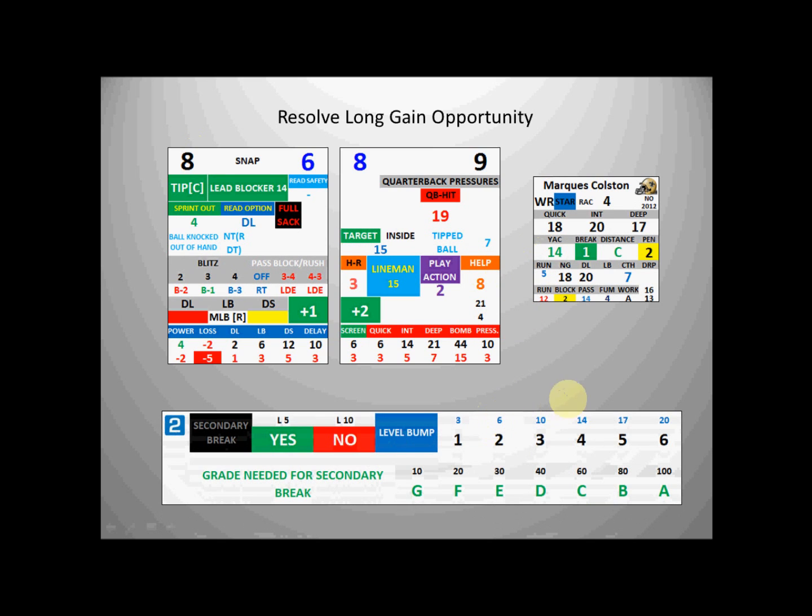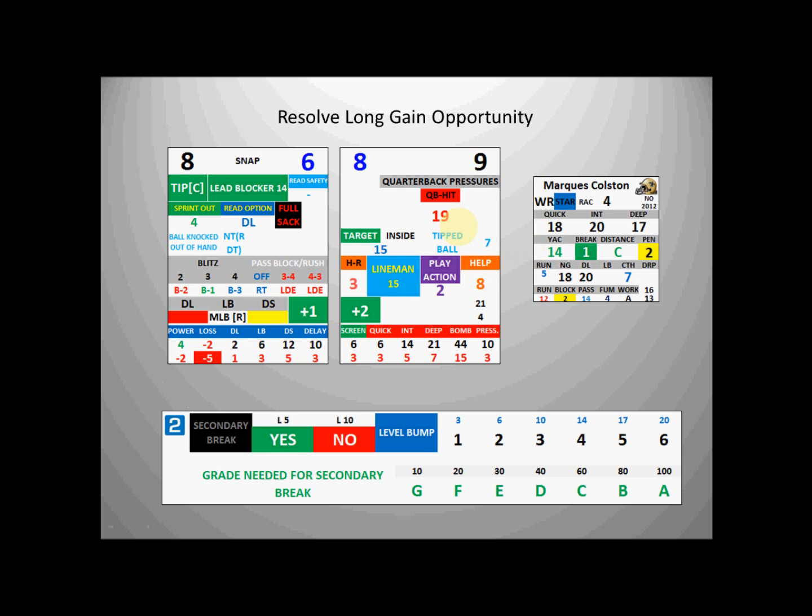Again, we're referring to the long gains chart. This time it's the secondary break. So on all long gains, there are 2 breakaway opportunities. There's a first break and a second break. The first one went to the G level, right? And if he happened to break away, it called for a bump up of 1, which is to the F level, which is 40 yards.